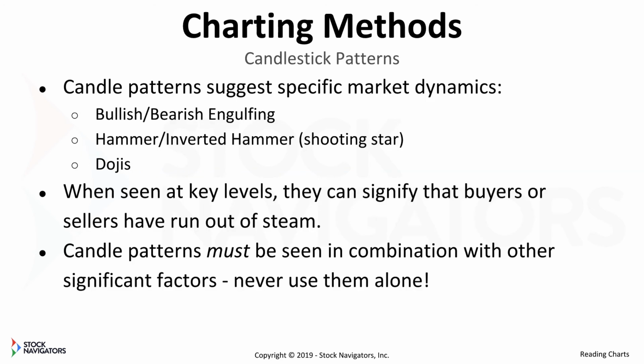Now, candlestick patterns tell you very certain things about what's going on within the market. The patterns that we pay the most attention to, and there are hundreds, maybe even thousands of different candlestick patterns, you could get lost in them. But the only ones that we really care about are generally the bullish or bearish engulfing pattern, the hammer or inverted hammer, also sometimes referred to as a shooting star, and another pattern called dojis. And I'm going to show you all of these in just a moment.